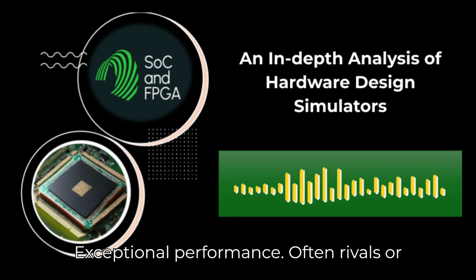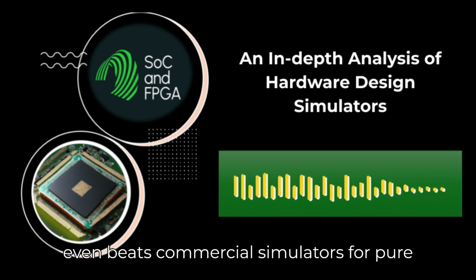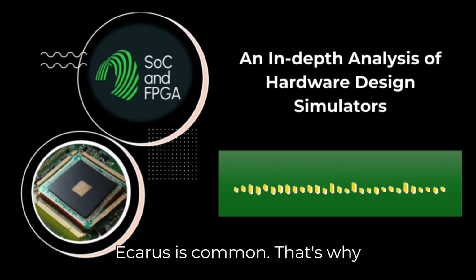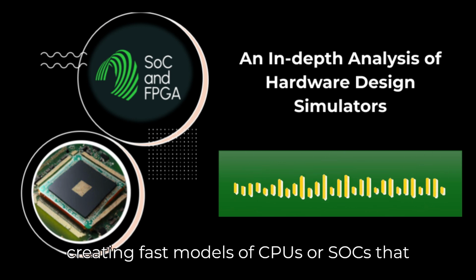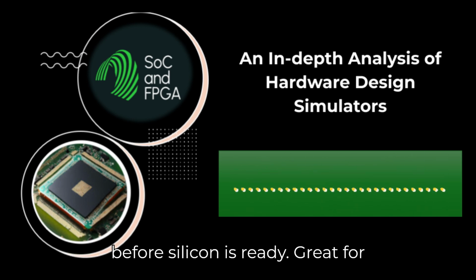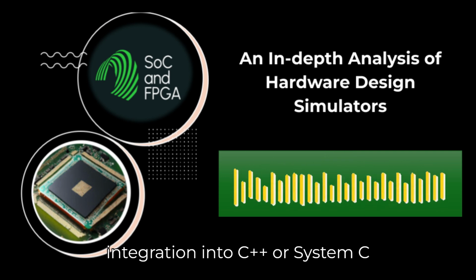How fast are we talking? Exceptional performance. Often rivals or even beats commercial simulators for pure RTL speed. Easily 100 times faster than Icarus is common. That's why professionals use it, especially for creating fast models of CPUs or SoCs that software teams can use for development before silicon is ready. Great for integration into C++ or SystemC environments.